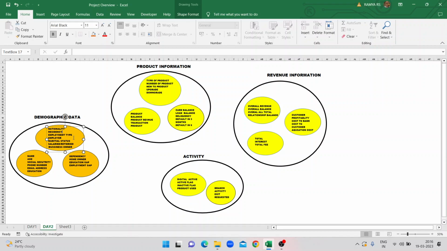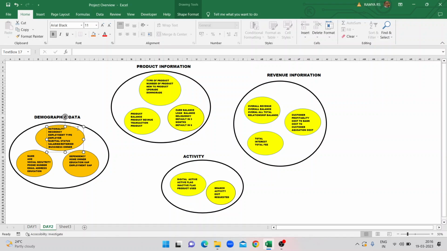Then we have nationality and residency. Nationality is the customer being a national of which country. Then residency. It's highly possible that if it's an international customer, the nationality would be different and the residency would be different.